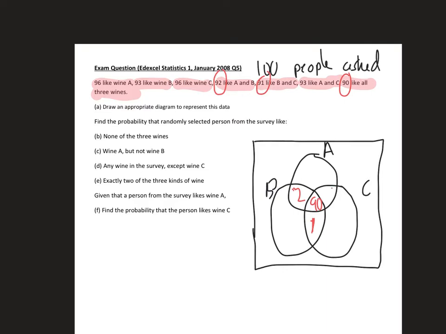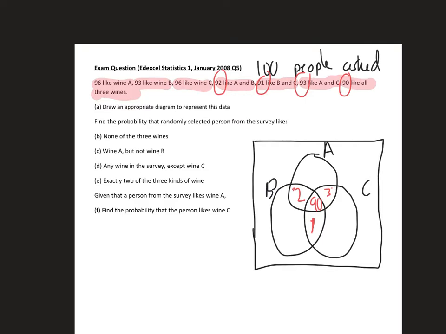Then I'm looking here, so that's A and C. So 93 people like A and C. Well, 90 people like A, C, and B. So that means 3 people like A, C, but not B. Okay, so now I can work outwards again.